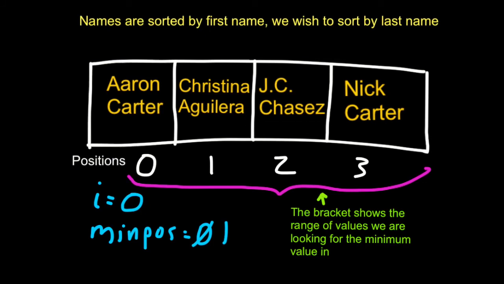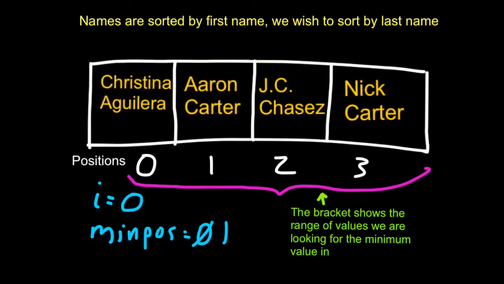Now we look at the value at position 2. Chazé is the last name here. It comes after Aguilera alphabetically, so we don't change our min pos. Now we look at the value at position 3. Carter again comes after Aguilera, so we don't change our min pos. Now, since we found that the minimum value from position 0 onwards is at position 1, we swap that value with the value at position 0.